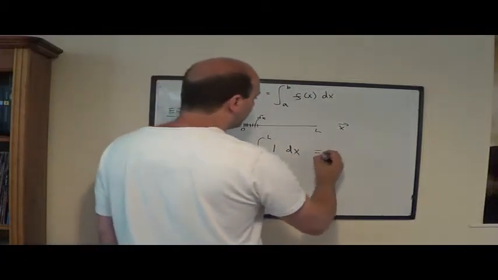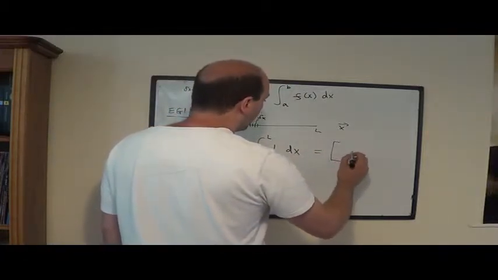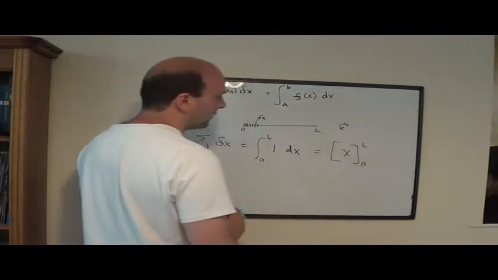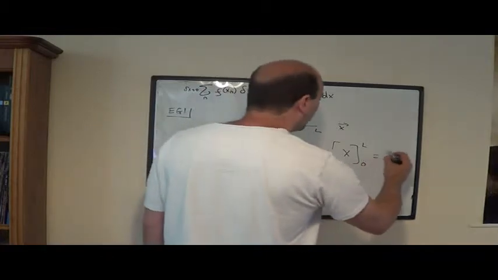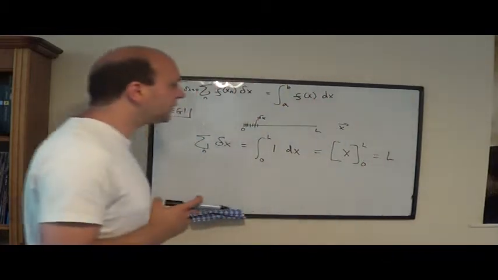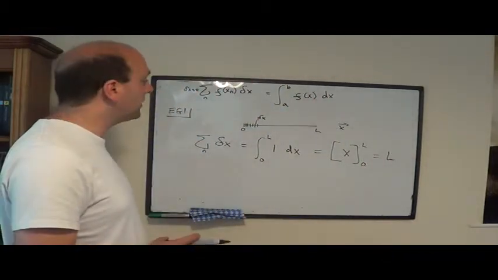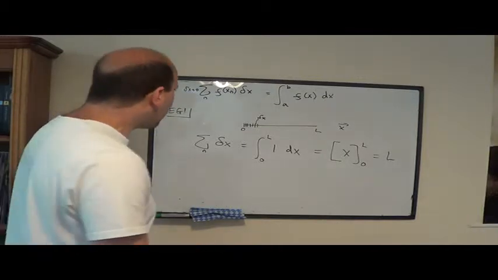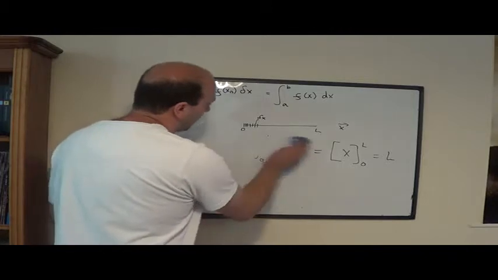So we can do that integral. 1 integrates up to x. I place it between the boundary limits, 0 and L, and that's just equal to L minus 0. In other words, the length of the piece of string is L, and that's worked correctly. Okay, let's try and do a more complicated example now.